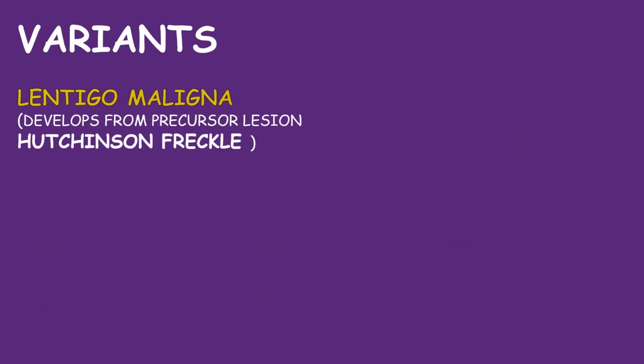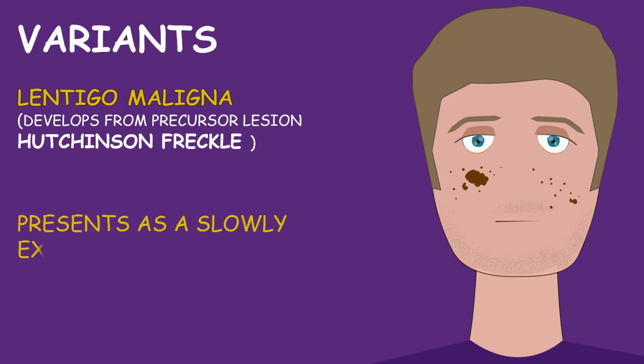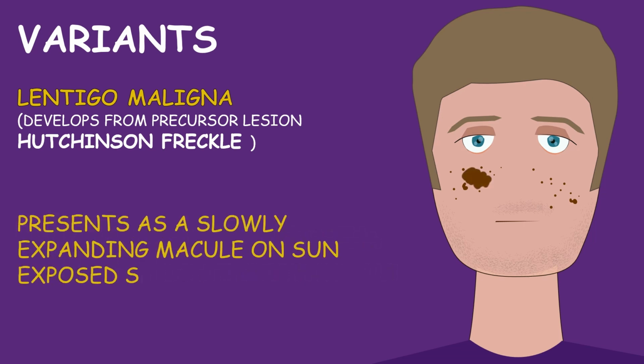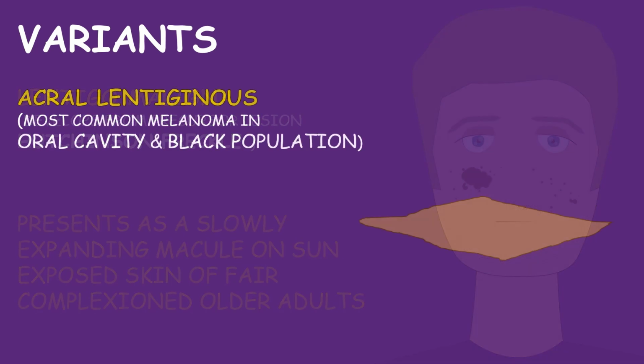Lentigo maligna is the third variant which develops from precursor lesions, also known as Hutchinson's freckles. It accounts for approximately 5 to 10% of the cases of cutaneous melanoma, and this variant has the longest duration of the radial growth phase, which averages to about 15 years. Clinically, it presents as a slowly expanding macule on sun-exposed skin of fair-complexioned older adults.